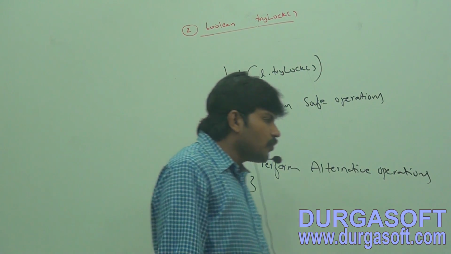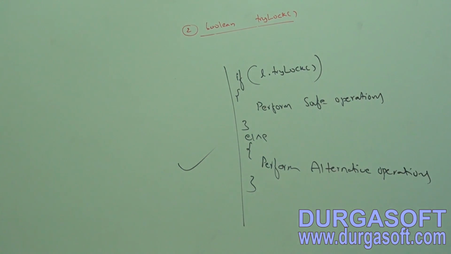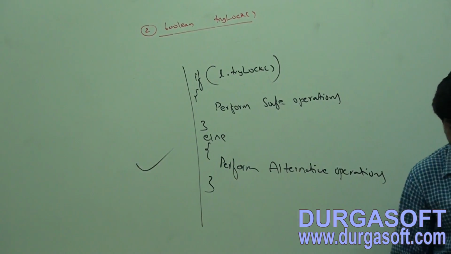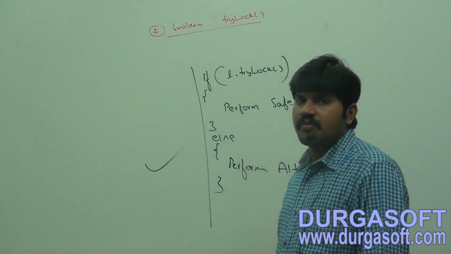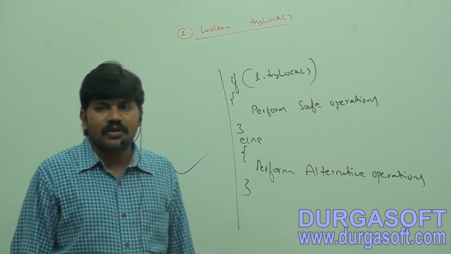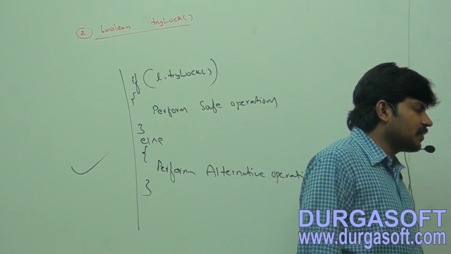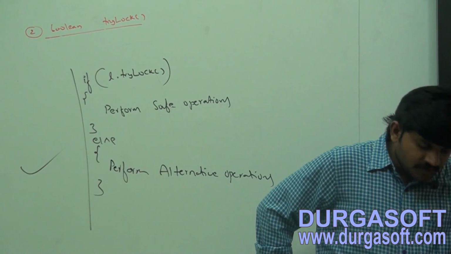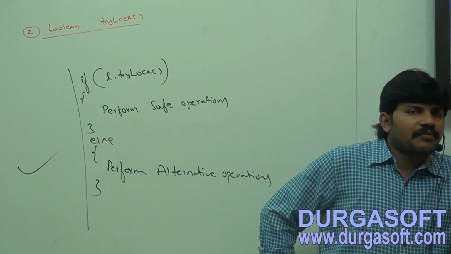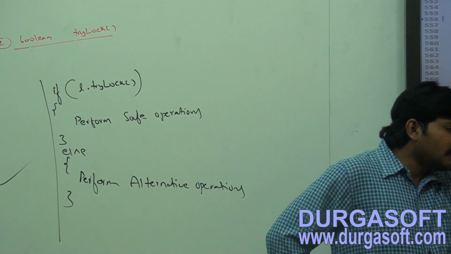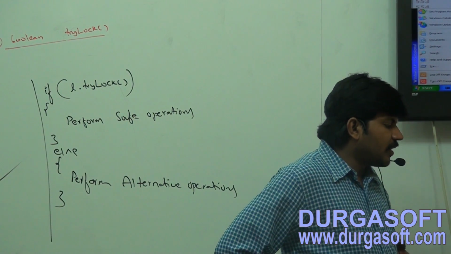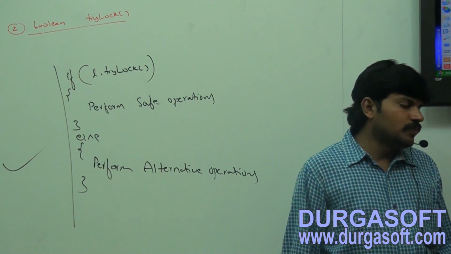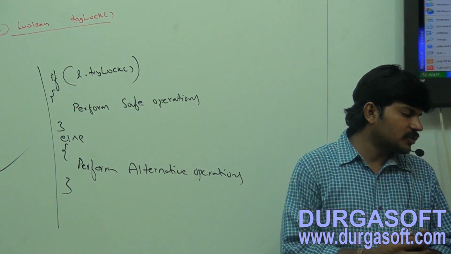Okay, add the second method, Boolean try lock. To acquire the lock without waiting. If the lock is available, then the thread acquires that lock and returns true.